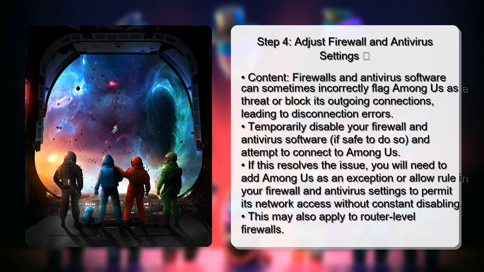Step four: adjust firewall and antivirus settings. Firewalls and antivirus software can sometimes incorrectly flag Among Us as a threat or block its outgoing connections, leading to disconnection errors. Temporarily disable your firewall and antivirus software if safe to do so and attempt to connect to Among Us. If this resolves the issue, you will need to add Among Us as an exception or allow rule in your firewall and antivirus settings to permit its network access without constant disabling. This may also apply to router-level firewalls.